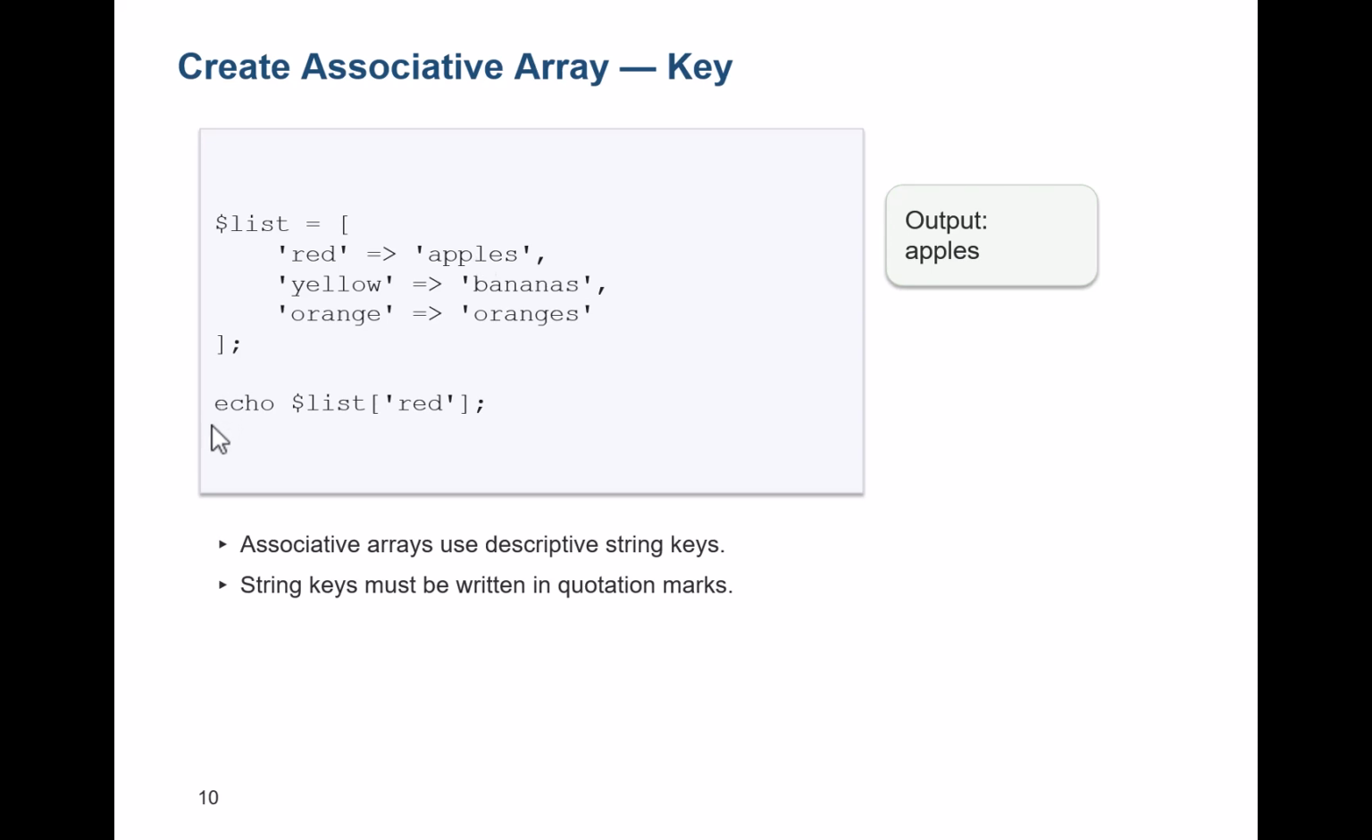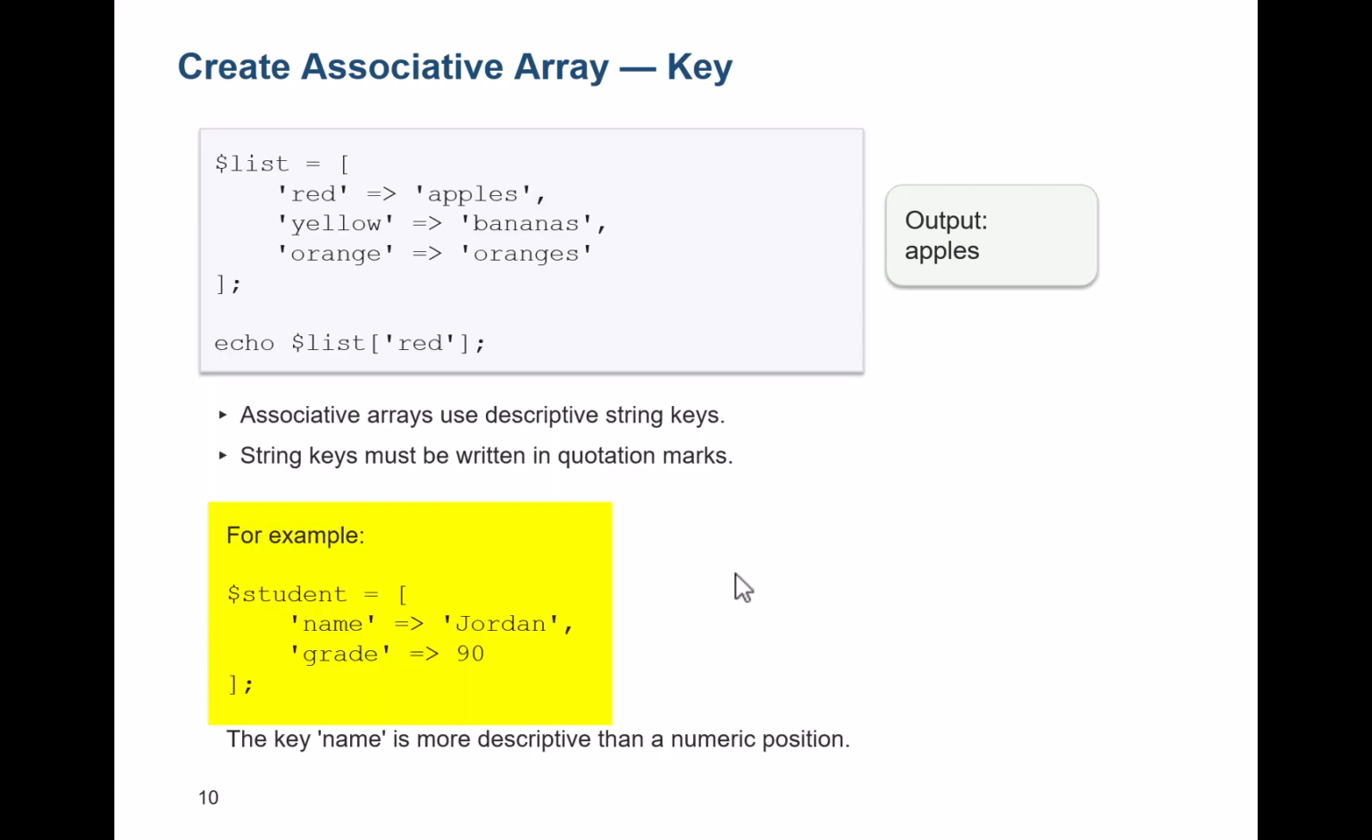This echo statement displays one value from the list associative array. The variable list is the name of the array. Inside the square brackets, red is the key that identifies the value we want. PHP looks inside the list array, finds the element with the key red, and sends its value to the browser using echo. In this array, the key red is associated with the value apples, so the statement displays the word apples. Associative arrays are helpful when descriptive keys make the data easier to understand.